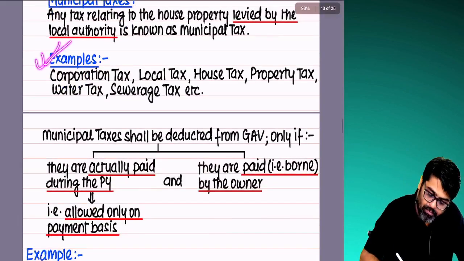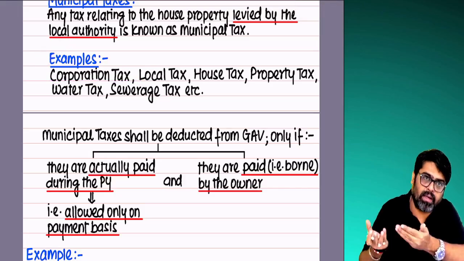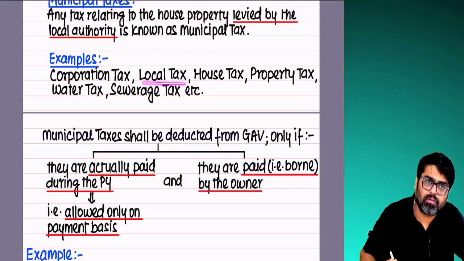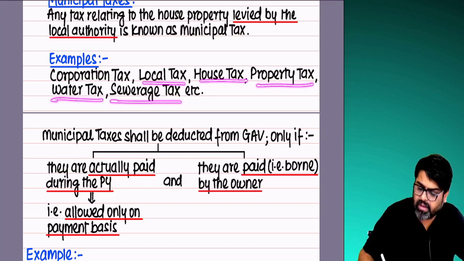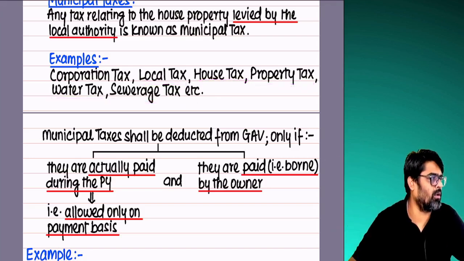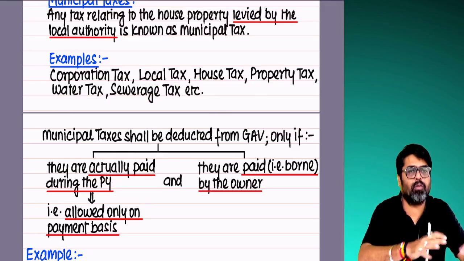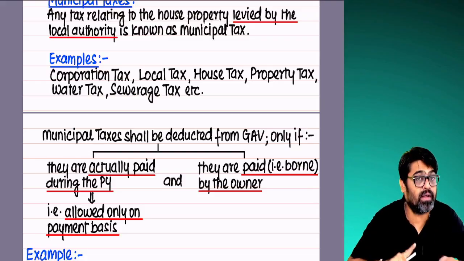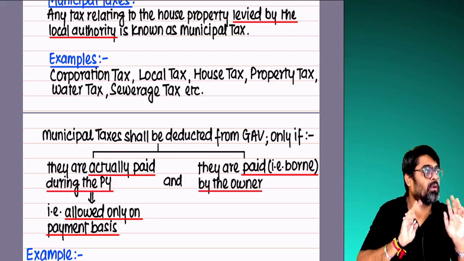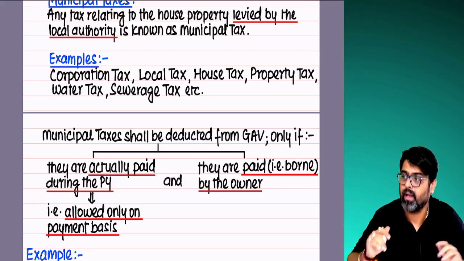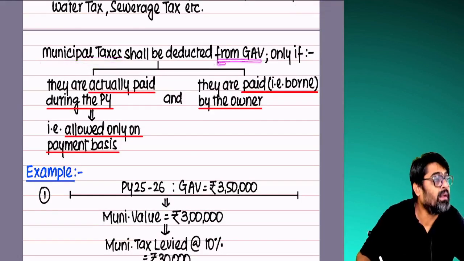So, what are the examples? Corporation tax. Will you call it municipal tax? Yes. Local tax, then house tax, property tax, water tax, sewerage tax and what not. There are many other names also. You have to make sure whether this tax is charged by the local authority. If yes, it is a municipal tax, I'll take the deduction. But if it is charged by the state government, then it is not treated as municipal tax, and no deduction will be allowed. Okay. Now see, the deduction for municipal taxes shall be from GAV.